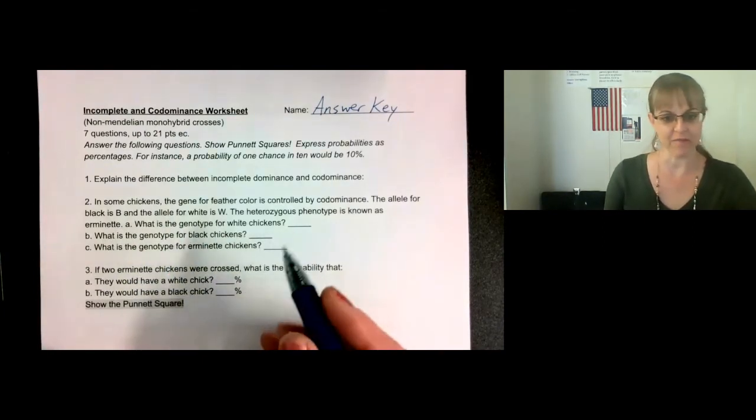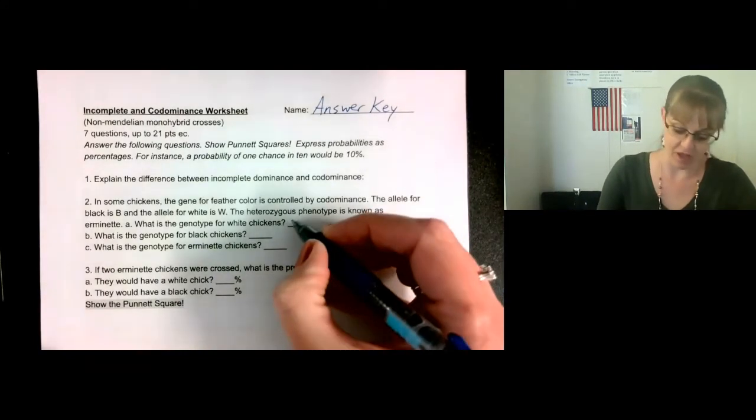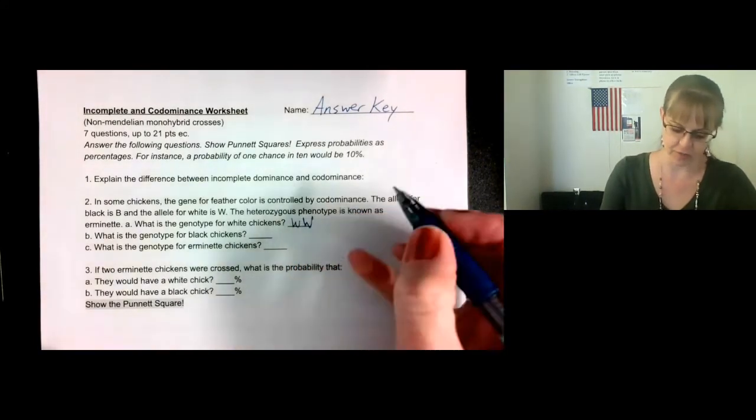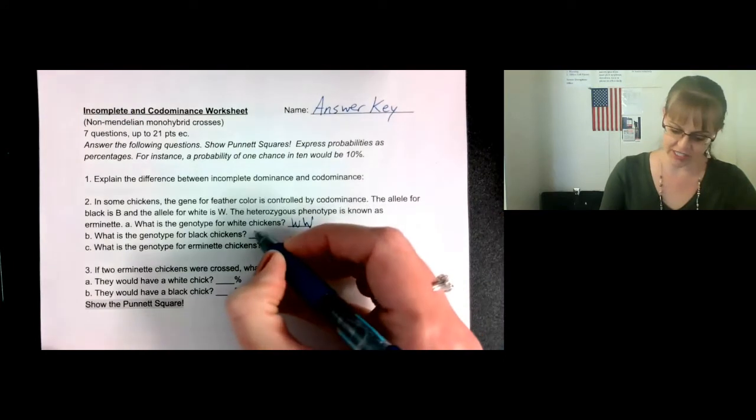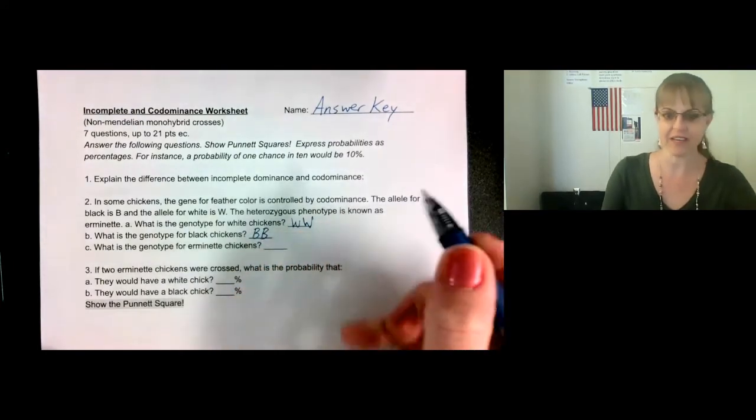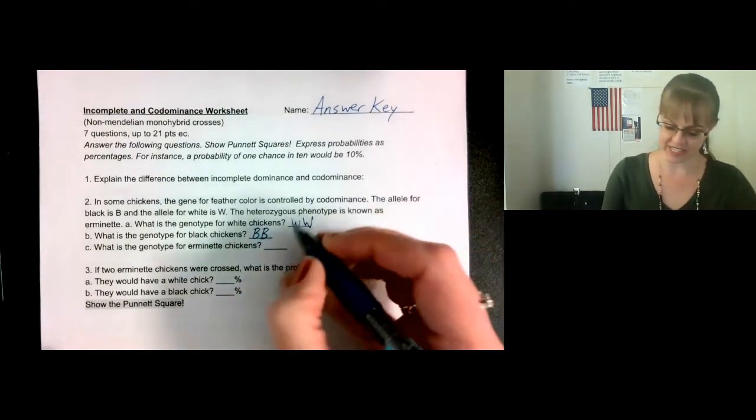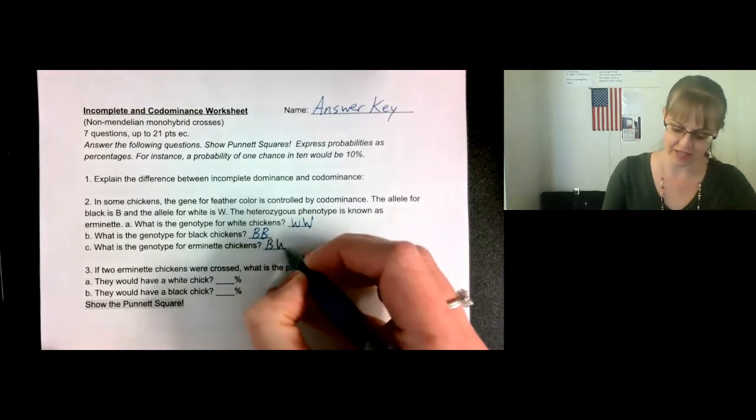What is the genotype for white chickens? Obviously, WW. What about black chickens? BB. And what about erminette? BW.